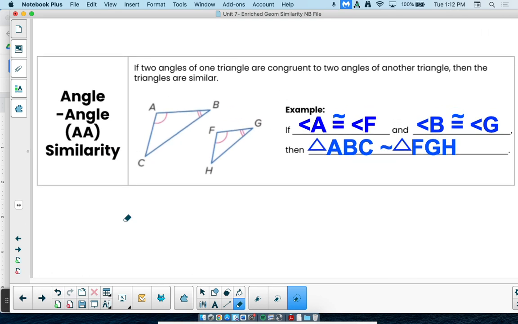Okay, so angle similarity says if you have two pairs of corresponding angles of two different triangles that are congruent, then those triangles are similar. So we don't care what their side lengths are, we don't care what the third angle measure is, as long as we have two pairs of congruent angles, that's enough information to say those triangles are similar.